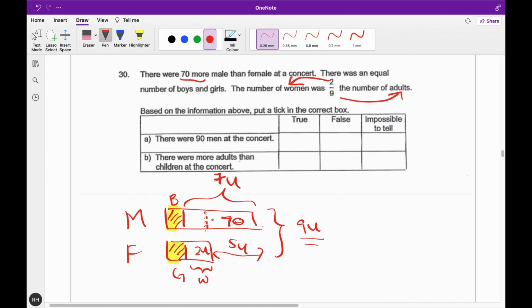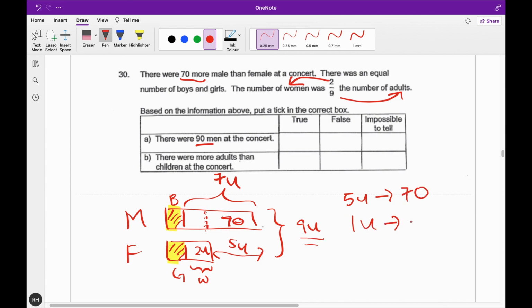Okay, and then the total of this white part here, excluding the yellow part, would be 9 units. So if this is 9 units and this is 2 units, you know the men would be 7 units. Okay, so there were 90 men at a concert. If the difference between male and female is 70, we know that this difference is also 5 units. Okay, so how do you get 5 units? This part here is 7 units, this part here is 2 units, and you know the difference is 5 units. So 5 units is the same as 70.